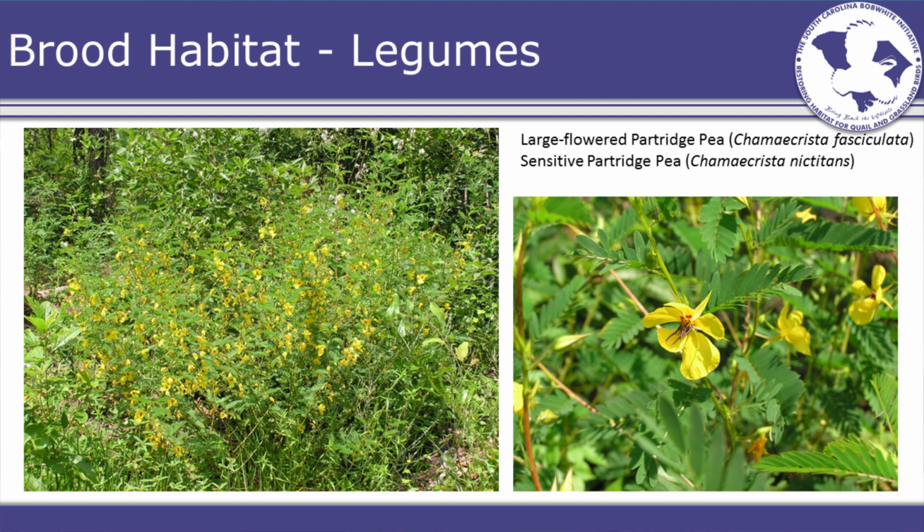Large partridge pea on the left here, and sensitive partridge pea, the Chamaecrista nictitans, on the right-hand side. The large flowered partridge pea does tend to grow tall. There's a variety of it called Lark. It's another one of those developed varieties. We are not recommending the use of that anymore either, because it's pretty aggressive.